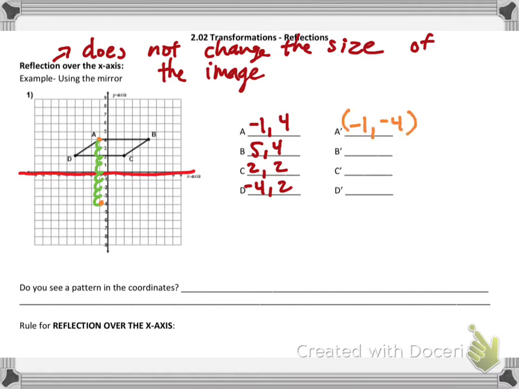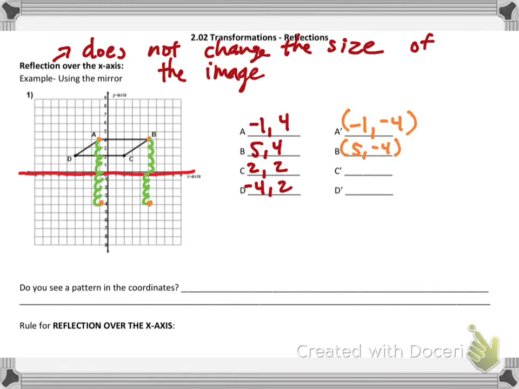Now let's do B. So B is right here. I put it with this orange dot. And I'm going to count the space from B to my line of reflection. So 1, 2, 3, 4. If the pre-image is 4 away from the line of reflection, that means the distance from the line of reflection to the new image is also 4. So 1, 2, 3, 4. So my B prime will be at 5, -4.